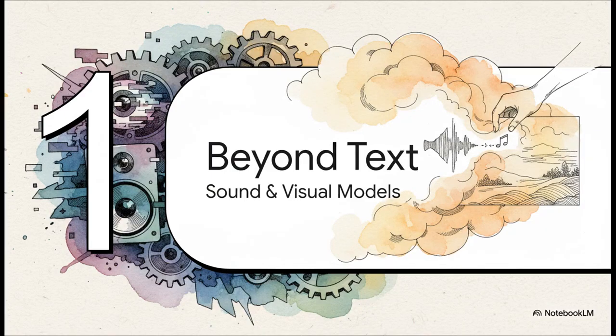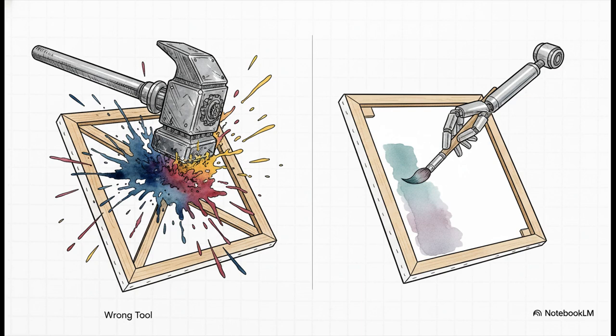Right, so our first stop, going beyond just words. We're going to look at why the AI that's great at writing a poem can't just turn around and paint a portrait. It needs a whole different set of tools, and we're about to find out what they are.